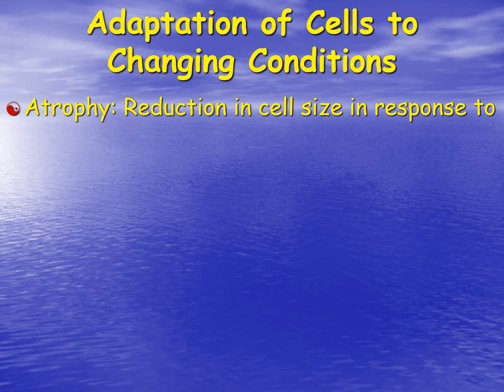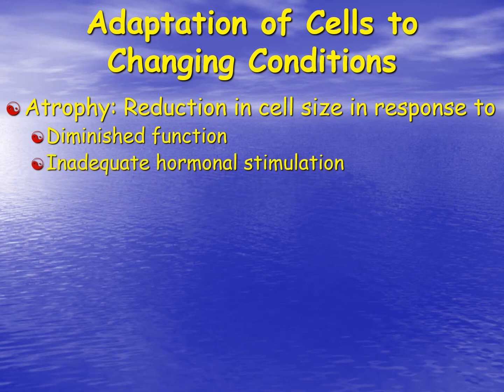Now, what I really want to talk about in this chapter is how do cells adapt to changes? How do they adapt to disease? And there's some terms that we're going to talk about. Atrophy literally means the reduction in cell size in response to either diminished function of the cell, the old saying, use it or lose it applies, or inadequate hormonal stimulation. So, a woman in menopause, her ovaries are actually going to atrophy. The cells are going to shrink in size due to the fact that there's no hormonal stimulation any longer.